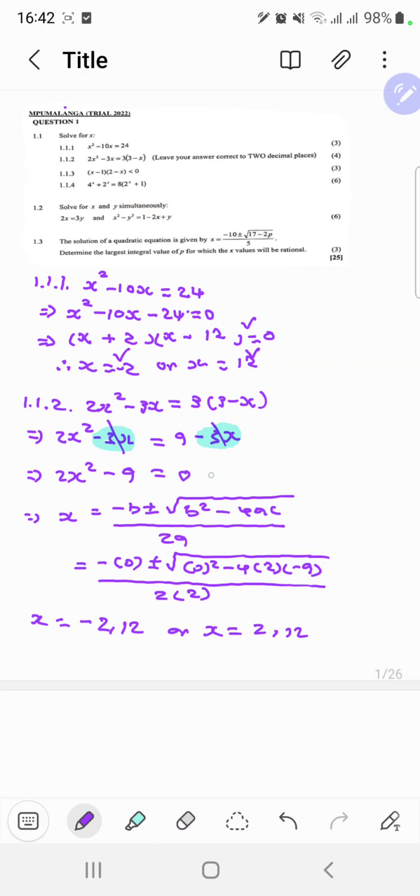But I think here the marks are allocated like this. The correct substitution is always a point to mark. So this is where you get those 4 marks for this question.